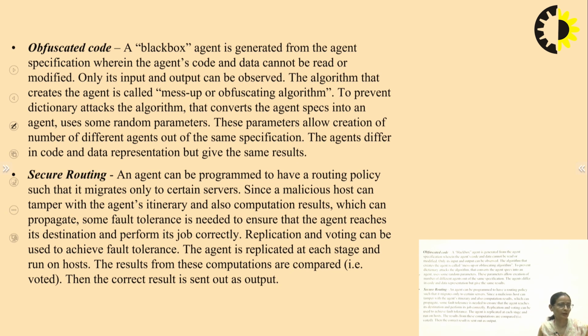Replication and voting are two of the techniques which we can use for fault tolerance. The agent is replicated at each stage and run on the host. The results from these computations are compared, that is, voting is done, and the correct result is sent as the output.